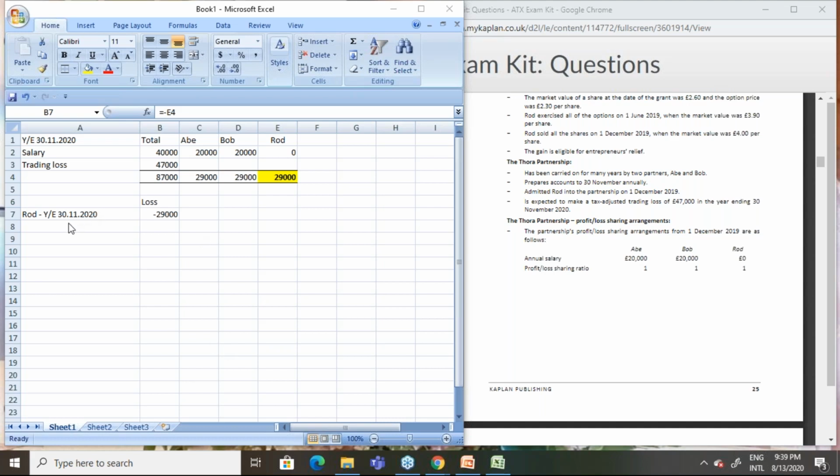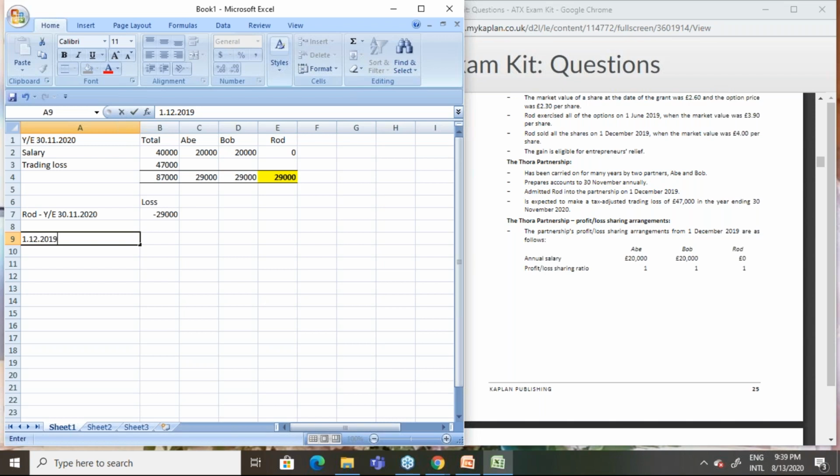So here the loss is for the year ended 30th November 2020. He joined the partnership on the 1st December 2019. Now for Rod, it is a new business.